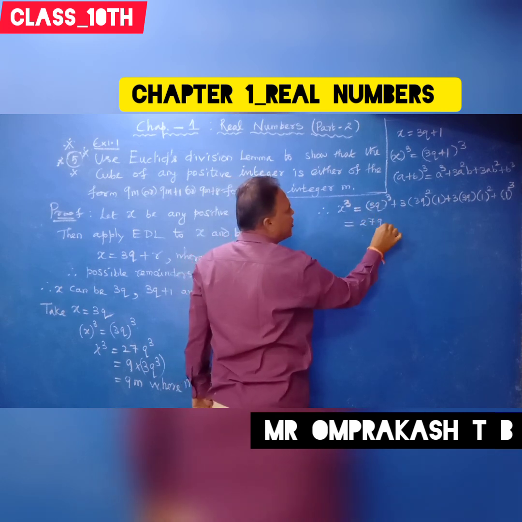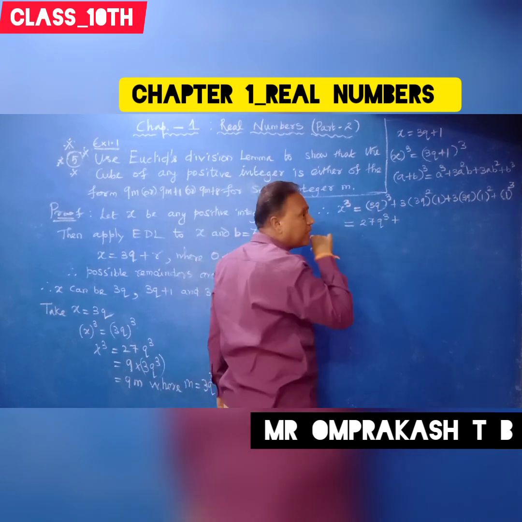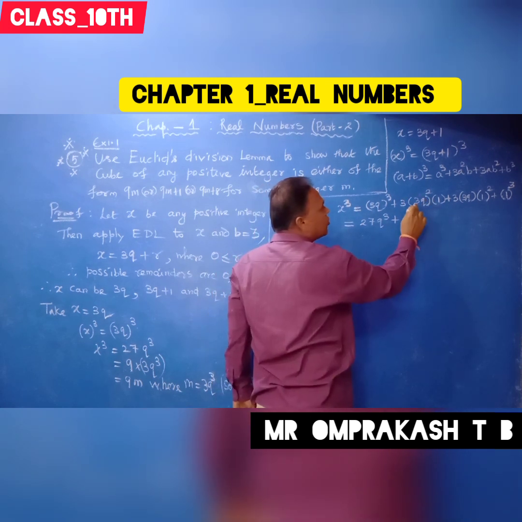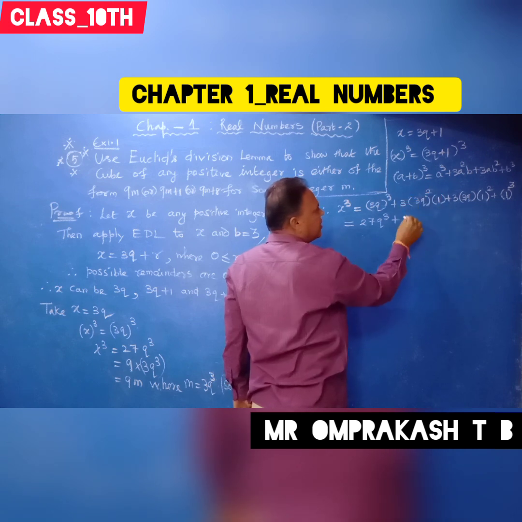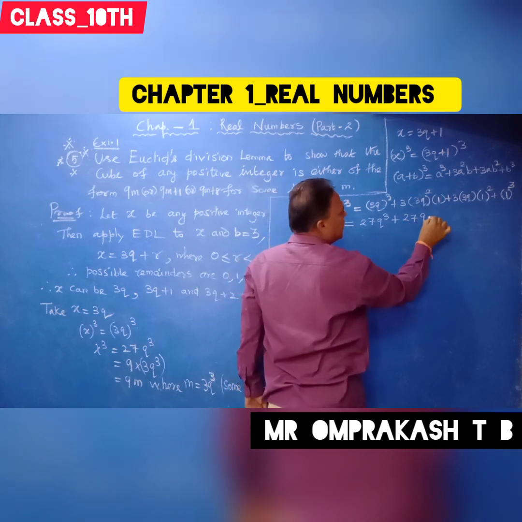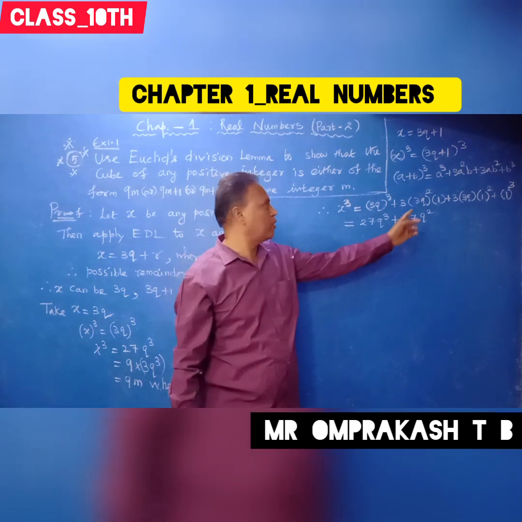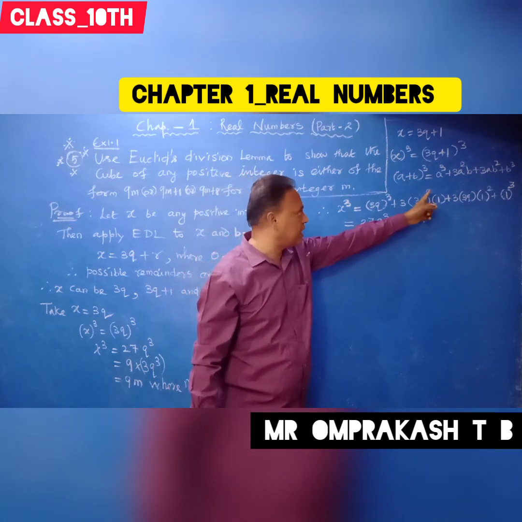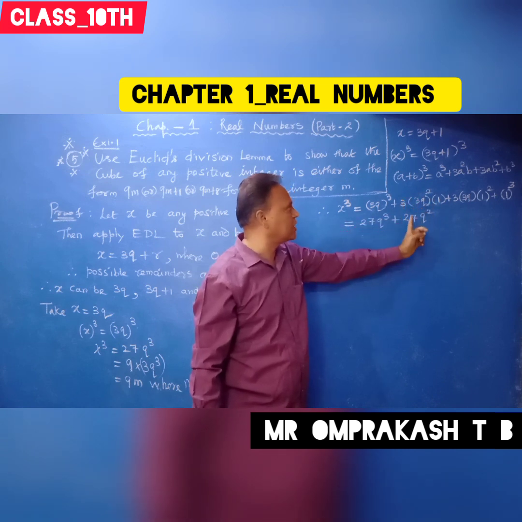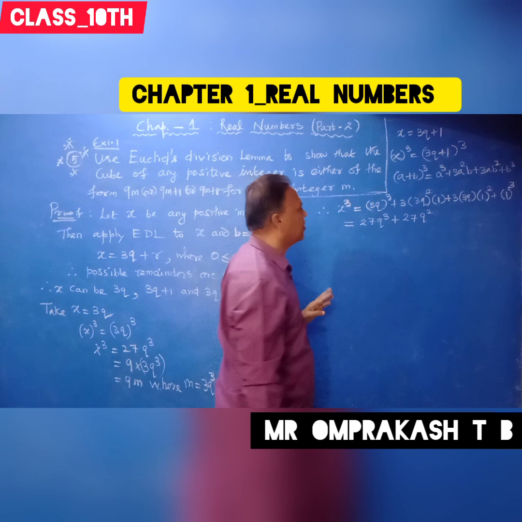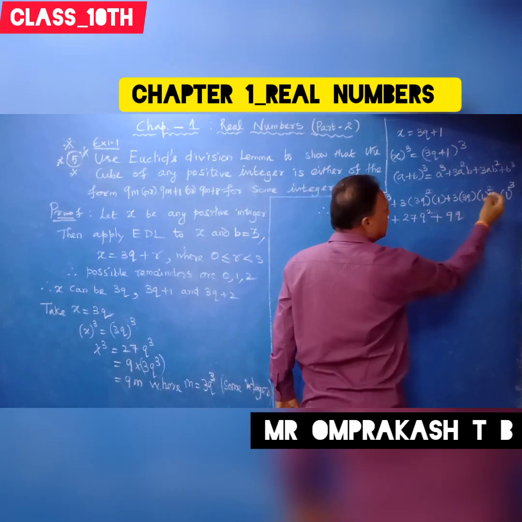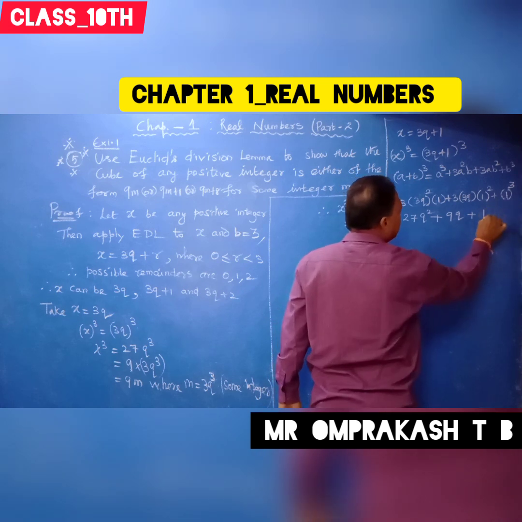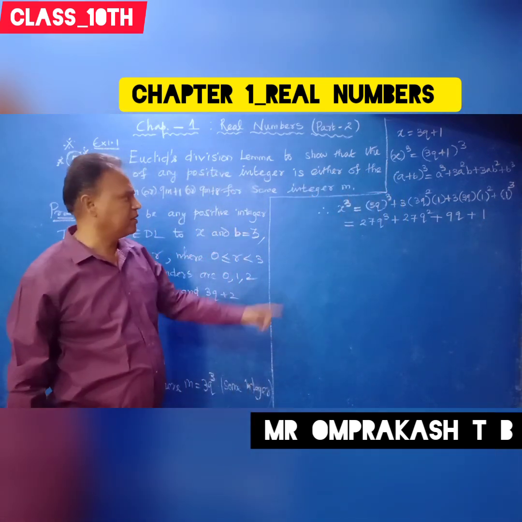27 q cube plus, here the square is there, so 3 squared into q squared. What is 3 squared? 9. 9 into 3 is 27 q squared. So while simplifying, first take the square for both. 3 squared is 9, then 9 into 3 is 27, then write q squared, plus 3 into 3 is 9 q. 1 squared is 1 only, ignore it, plus 1 cube is 1, that's all.